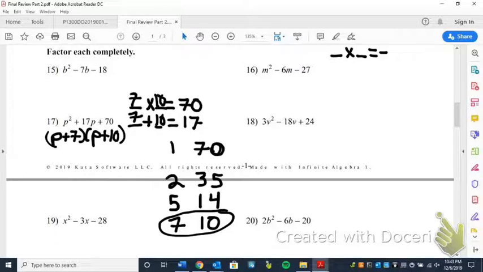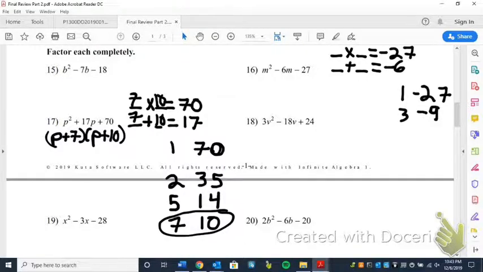Okay, and we're back. So what 2 numbers when multiplied equal negative 27, but when added together equal negative 6? 1 and 27, 2 doesn't work, 3 and negative 9. Again, why are the 9 and the negative 27 negative instead of the 1 and the 3? That's because those are the larger numbers, and we know when they add up together, they have to equal a negative 6. So we end up with m plus 3 times m minus 9.